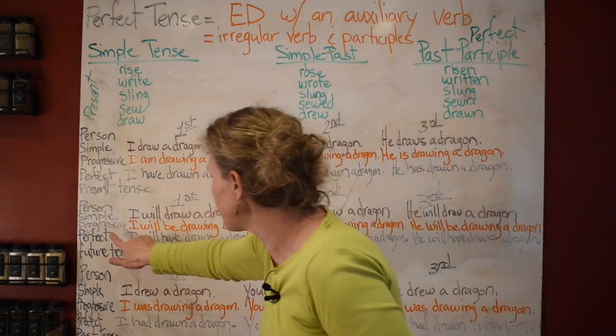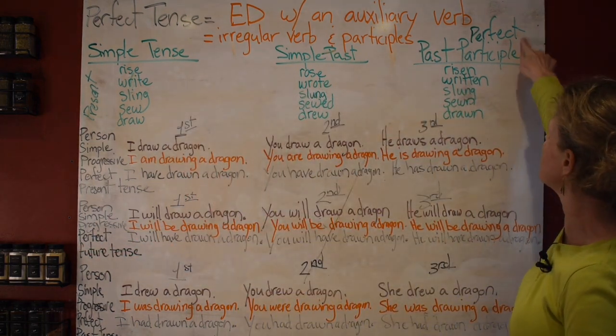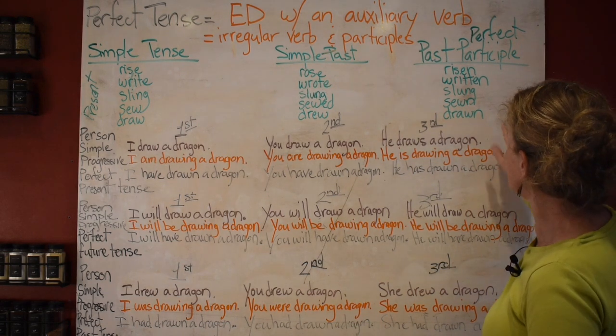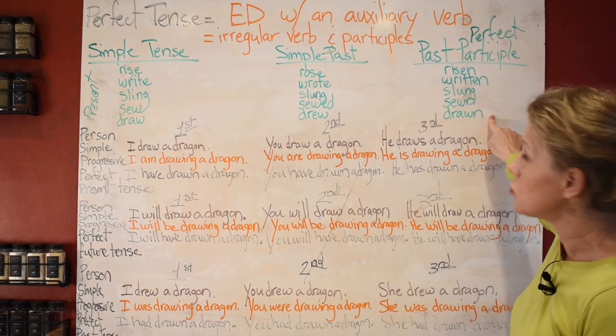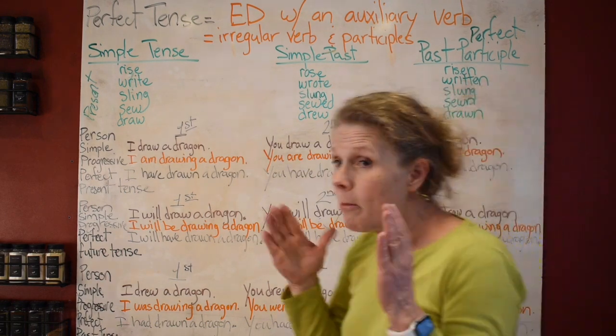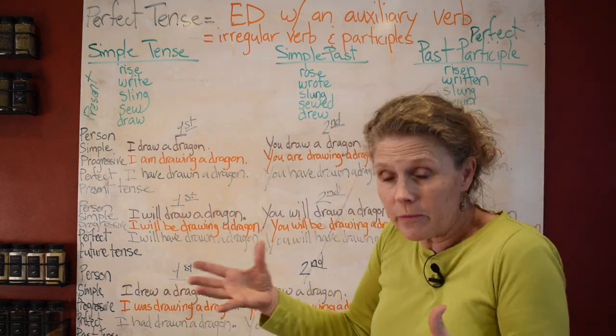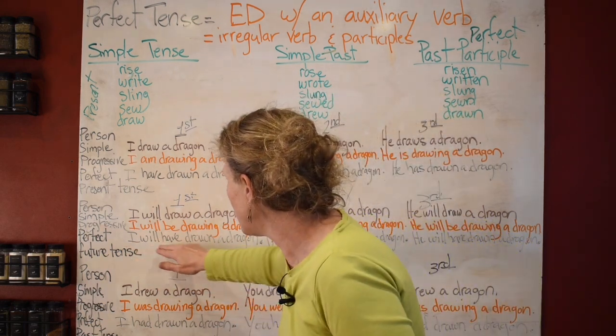Now we look at the perfect tense. The perfect tense is the past participle sitting in the perfect tense. So what word are we going to use here? Drawn. We are going to use the word drawn no matter what, but you have certain auxiliary verbs that you have to use. I will have.